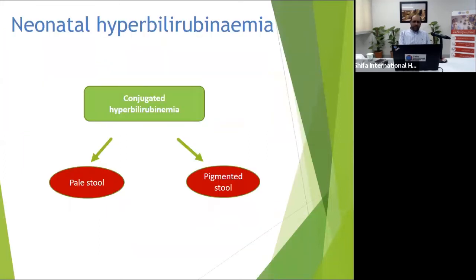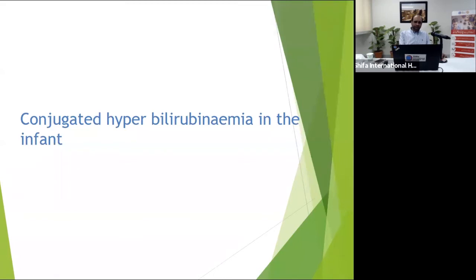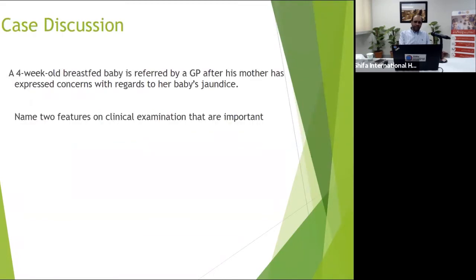So as I mentioned, conjugated hyperbilirubinemia will be further subclassified according to the color of the stool. So if there is a pale stool, that is important to intervene in a timely fashion, to make sure that we are not missing an important diagnosis.